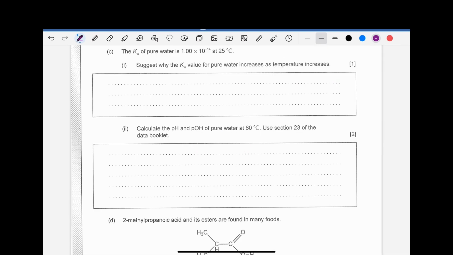The Kw of pure water is 1.00 × 10⁻¹⁴ at 25 degrees Celsius. Suggest why the Kw value of pure water increases as the temperature increases. Let's write down H2O ⇌ H⁺ + OH⁻. That suggests the forward reaction is endothermic. When we increase the temperature, the equilibrium shifts to the right, and more water molecules dissociate, producing more H⁺ and OH⁻. That's why the Kw value of pure water increases as the temperature increases.